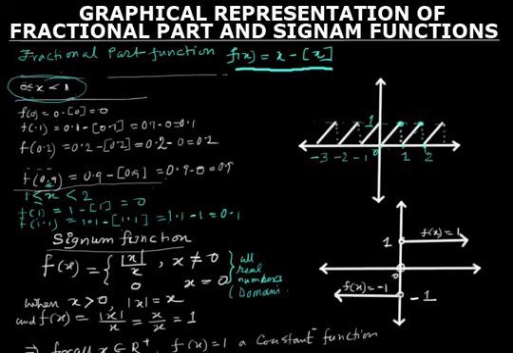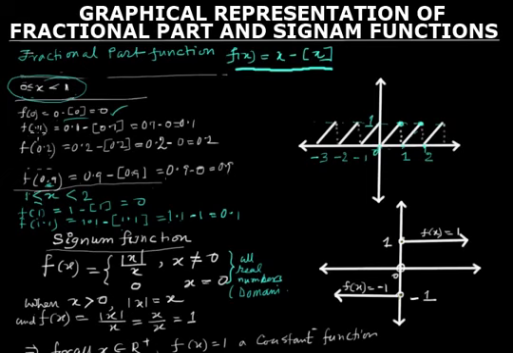So what happens when we are taking the values from 0 to 1? Here we are taking 0 less than or equal to x less than 1. If you take 0, f(0) is 0 minus box 0, so that is 0. So f(0) is equal to 0, and the point is (0, 0).